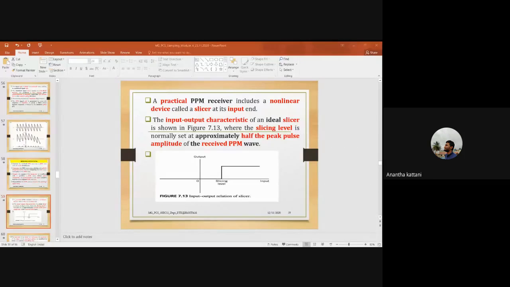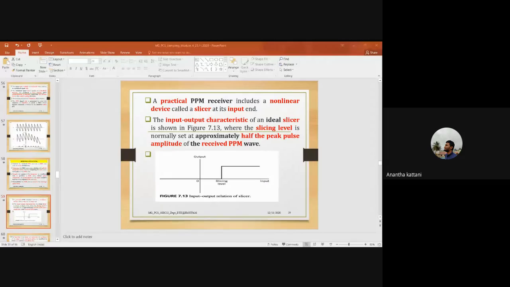Yes, sir. Can you brief about the detection of PPM wave? How do we do that? What is the first step? Ananta, I think you are not concentrated. Sir, I have some network lag, sir. I can't see the screen properly. Then you would have told me. So now it's happening, sir.